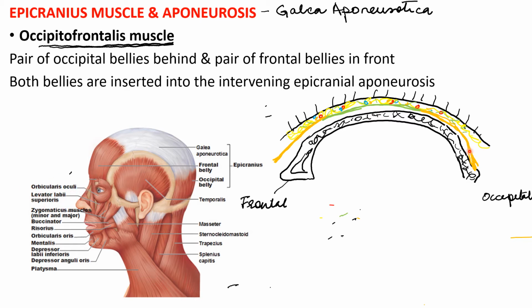Okay? So we have two bellies. One is the occipital belly and we have the frontal belly, and let's line them. Okay? And they are enclosed by this particular arch. The occipital belly is attached posteriorly to the superior nuchal lines, and on the other end it gets attached to the epicranial aponeurosis, and the frontal belly is also attached to the epicranial aponeurosis, but on the other side is attached to the skin and the connective tissue. It has no bony attachment. The point to remember is that it has no bony attachment.